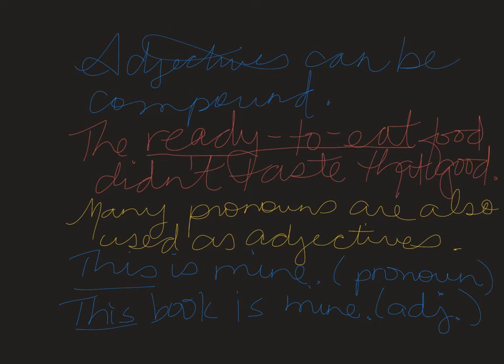Another rule, many pronouns are also often used as adjectives. This is mine. Here's your pronoun this functioning in its probably most often used function as a pronoun. Here it is the subject of your sentence. It's naming something. However, this book is mine. Here, the word this functions as an adjective saying which one about book. Which book? This book is mine.